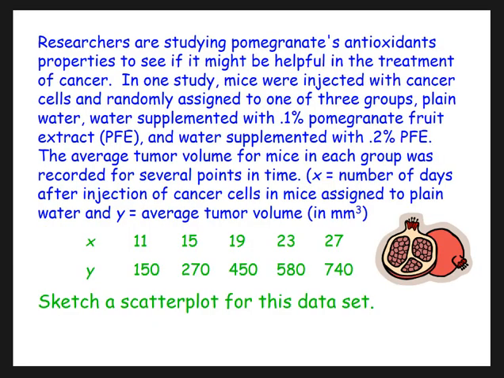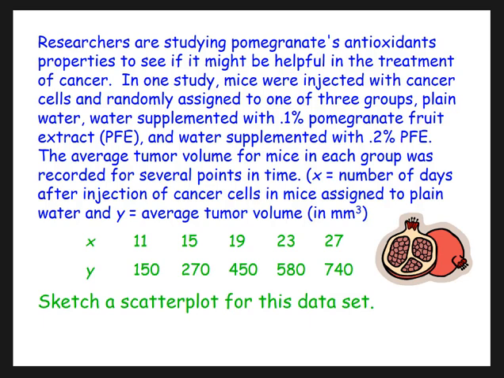Given this data here, we're studying the pomegranate's antioxidant properties to see if it might be helpful in the treatment of cancer. In one study, mice were injected with cancer cells and randomly assigned to one of 3 groups: plain water, water supplemented with 0.1% pomegranate fruit extract, and water supplemented with 0.2% pomegranate fruit extract. The average tumor volume for mice in each group was recorded for several points in time. X equals the number of days after injection of cancer cells in mice assigned to plain water, and Y the average tumor volume in millimeters cubed.